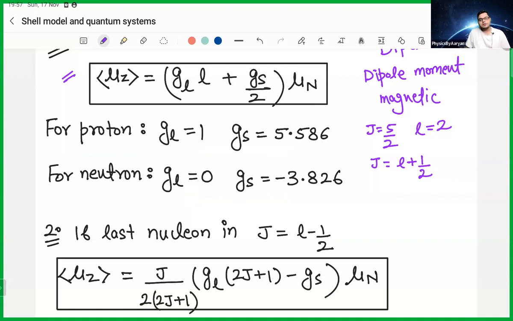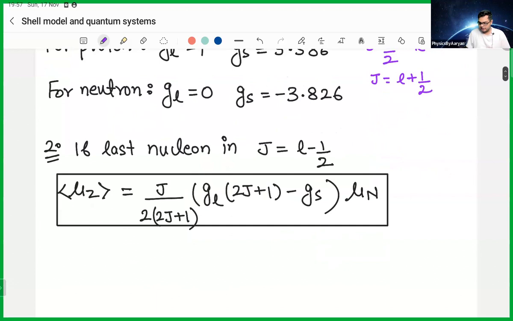Now, sometimes your J can be equal to L minus 1/2. That could also be possible. In that case, the formula will become this. So you just need to keep the formulas in mind. This formula is very rarely used. The more used formula is the first one.